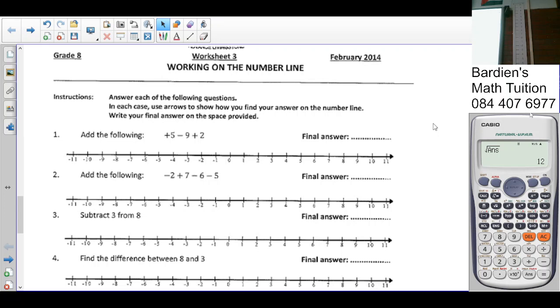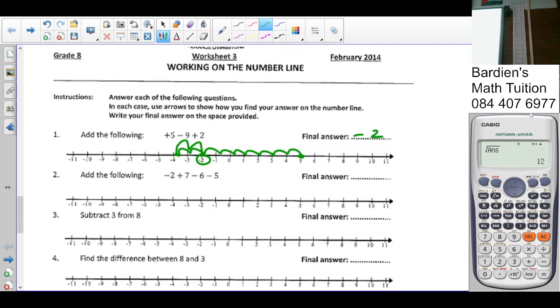Not so? Right, so we went to 5. Of course, you're not writing on your diagram or on your number line. So minus 9. So it's 1, 2, 3, 4, 5, 6, 7, 8, 9. So the answer is -4. Plus 2. 1, 2 gives you an answer of -2.